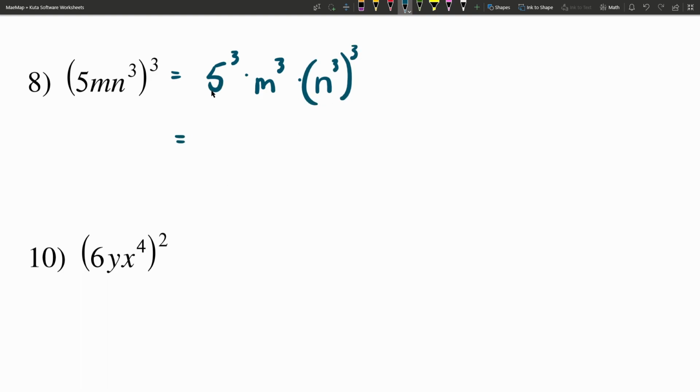5 cubed is 5 times 5 times 5, which is 25 times 5, or 125. That gets multiplied by m cubed, and n cubed, or n to the 3, raised to a power of 3 is n to the 3 times 3. So 3 times 3 gives us 9. So this is 125 times m to the 3rd times n to the 9th.